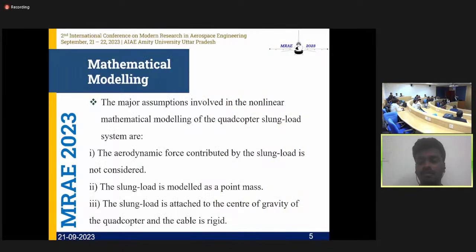Before getting into the mathematical model of the coupled system, we made a few assumptions. The first one being the aerodynamic force contributed by the slung load is not considered. The slung load is modeled as a point mass. The slung load is attached to the center of gravity of the quadcopter, and the cable connecting the quadcopter and the slung load is assumed to be rigid.